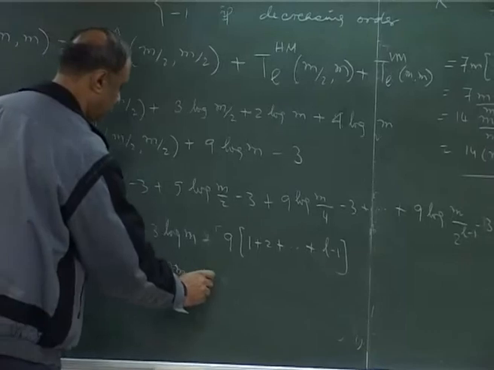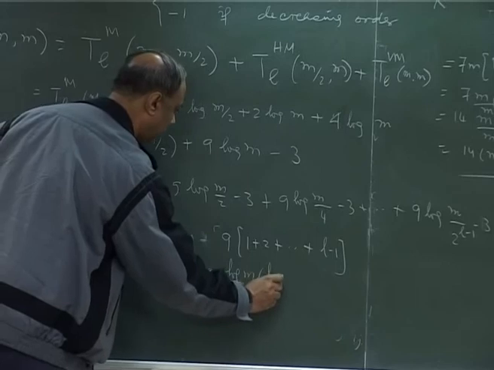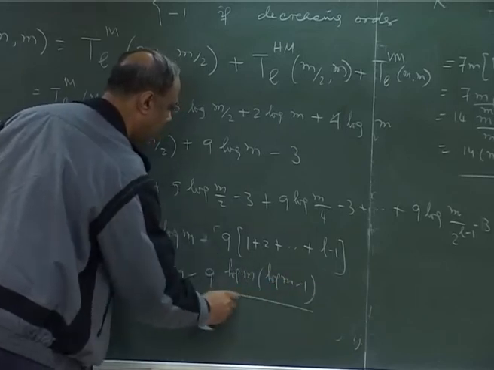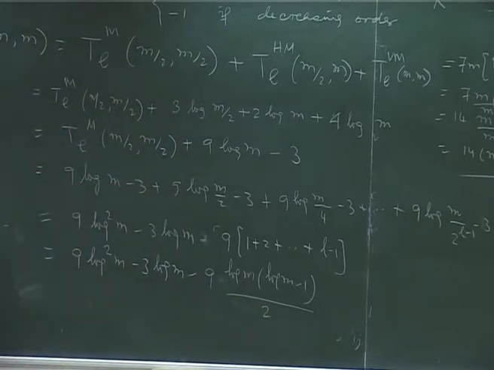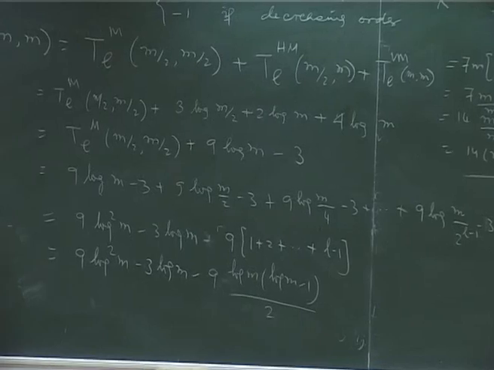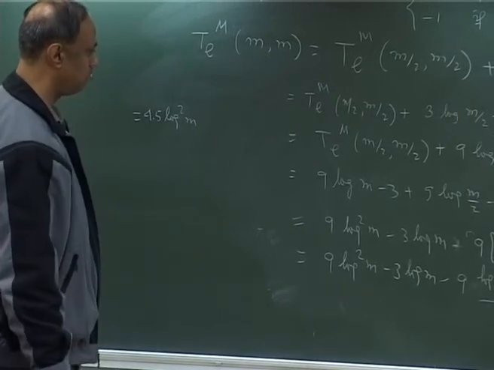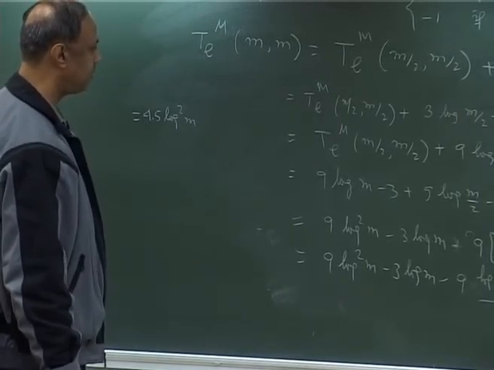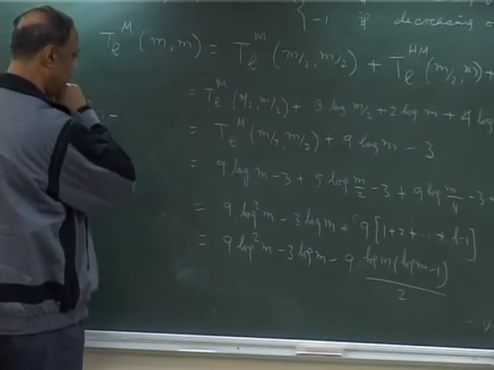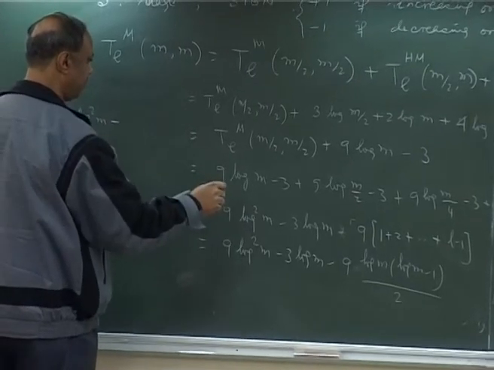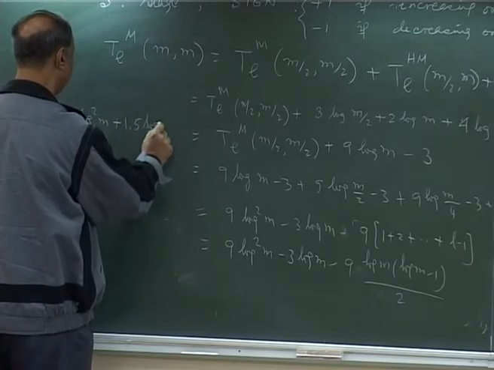minus 9 log m minus 1 divided by 2. So you get 4.5 log square m plus 7.5, oh minus is there, no? 4.5 plus 1.5 log m.